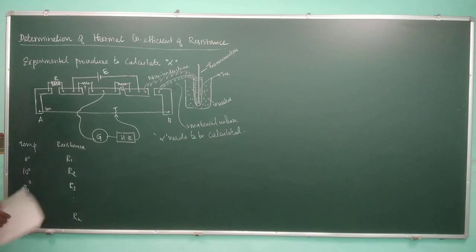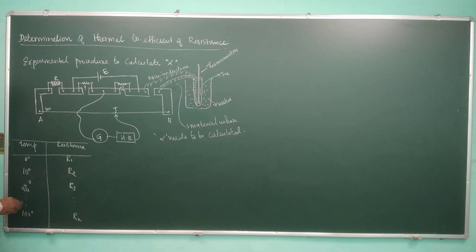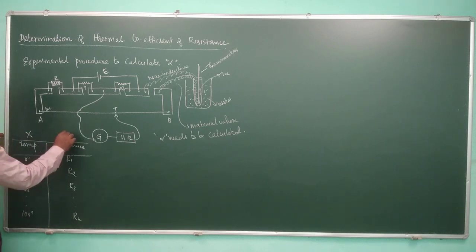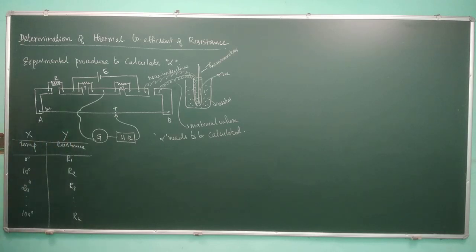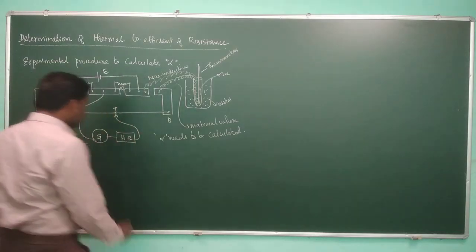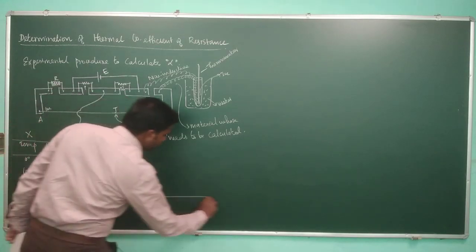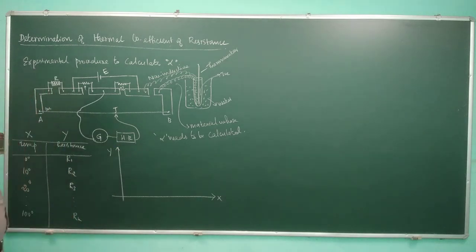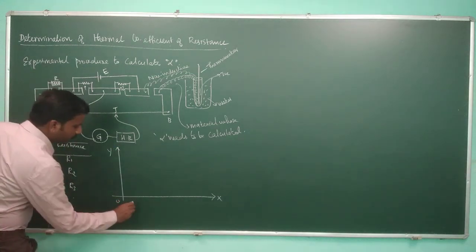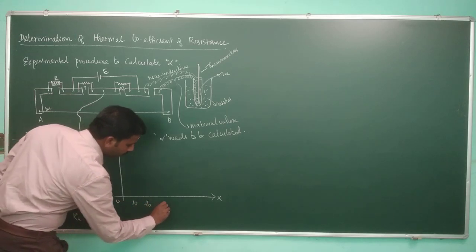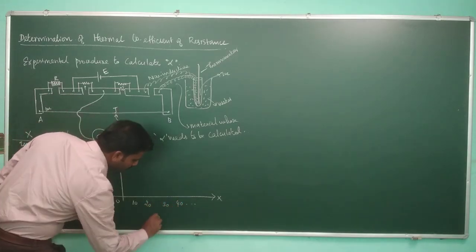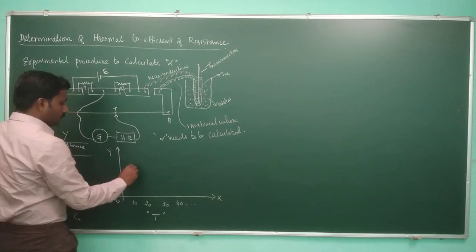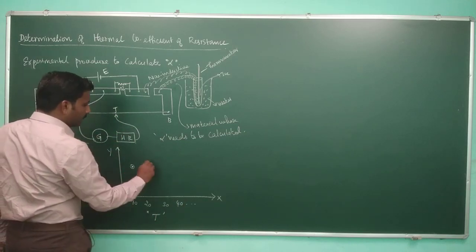Okay. Then using this table, this is the tabular column. We have temperature and resistance, and we can take the temperature on the x-axis and resistance on the y-axis, and draw a graph. For 0, 10, 20, 30, 40 and so on, this is nothing but the temperature. For every value, there will be one resistance value.